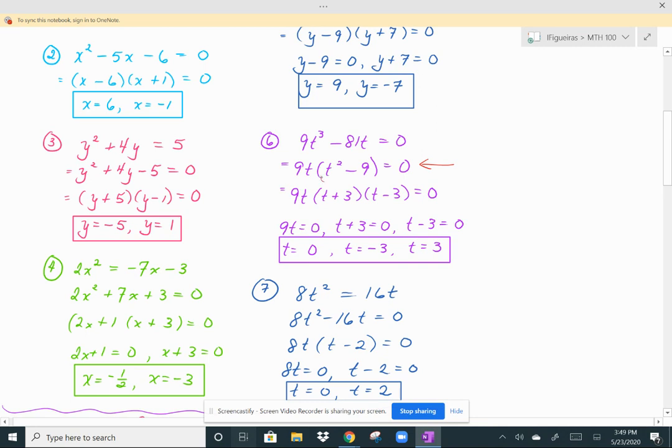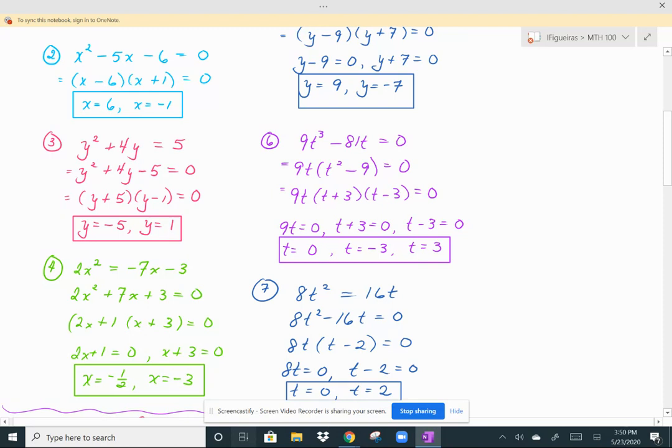Then t squared minus 9 is the difference of perfect squares. So when I factor that, I get t plus 3 and t minus 3. What that means is that when I now solve this equation, I have to solve 3 factors set equal to 0, which is what you see on this line. I have 9t equals 0, t plus 3 equals 0, and t minus 3 equals 0. So 9t equal to 0, divided by 9, you get that t is equal to 0. Then subtract 3 from t plus 3, you get t is equal to negative 3. And finally, you get the answer of t equal to 3.